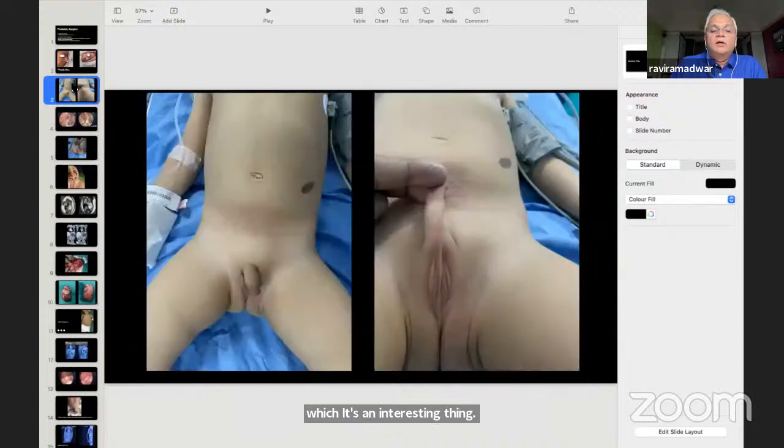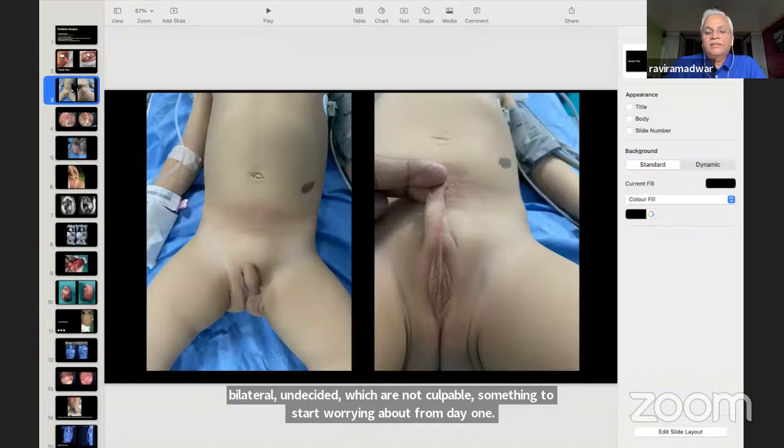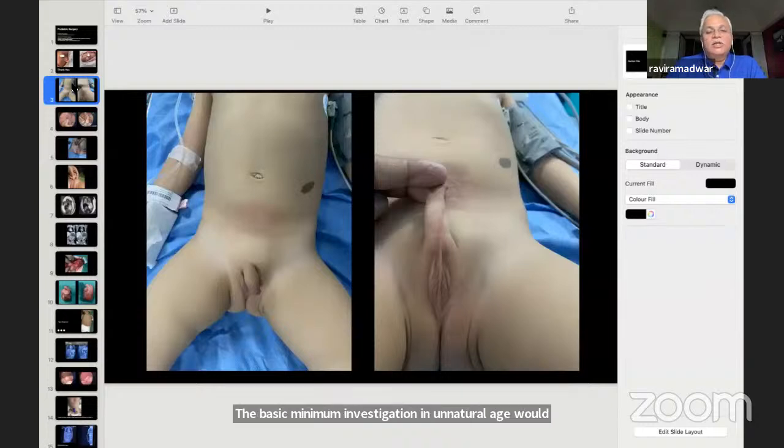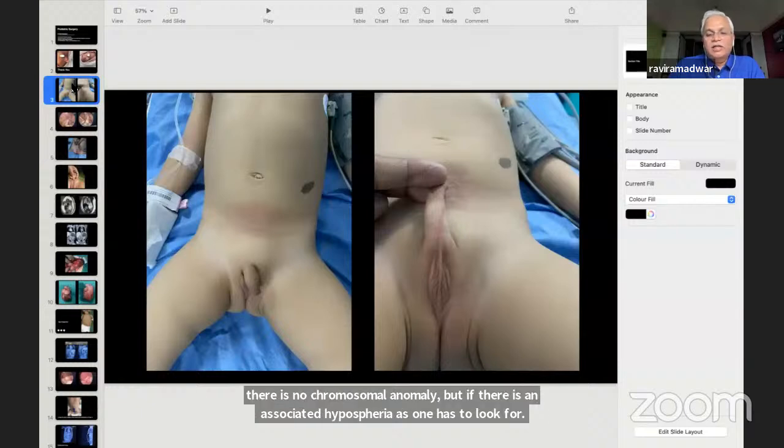Now, I'll cover just two common problems and then get on with more interesting stuff, since we are dealing with mostly neonatal work. Bilateral undescended testes, which are not palpable, are something to start worrying about from day one. Do not ignore this patient for years saying that the testes will descend on their own. They need investigation. The basic minimum investigation in the neonatal age would be a sonography to identify if there are testes or not and what the internal genitalia are like. This patient has a nice well-developed penis, so most probably there is no chromosomal anomaly, but if there is an associated hypospadias, one has to look for any ambiguous genitalia issues, and do all the hormonal work, chromosomal studies, and the entire paraphernalia.